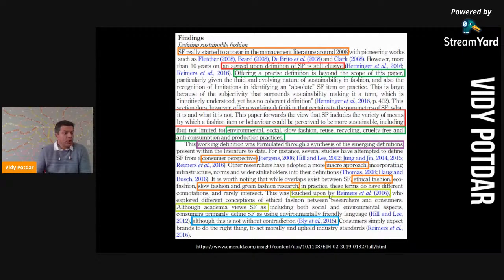This was touched upon by Reynolds et al. So "touched upon by" is an interesting way to write. Although academia views sustainable fashion as both social and environmental, consumers primarily define sustainable fashion using environmentally friendly language.